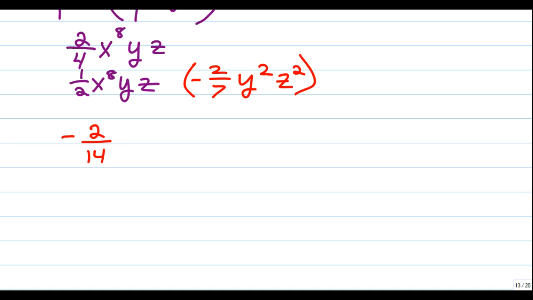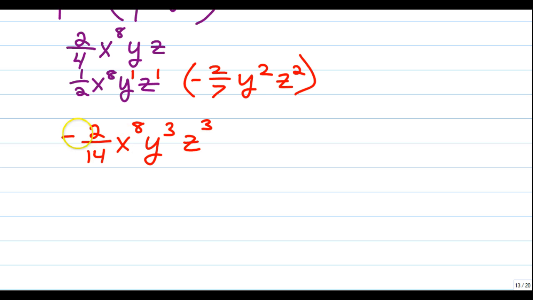Now I'm going to go ahead and combine my variables. So I have an x to the 8th power. I don't have 1 to combine here, so it just carries over as is. I have a y to the first power with a y to the second power, so that creates 1 plus 2 to create a 3. Then I have a z to the first power to a z to the second power. So 1 plus 2 to create 3 again, so z to the third power.